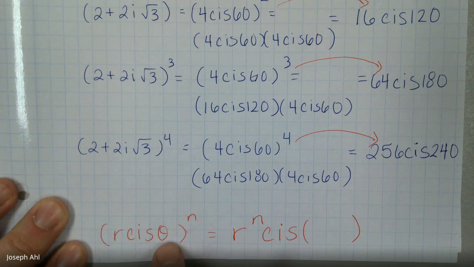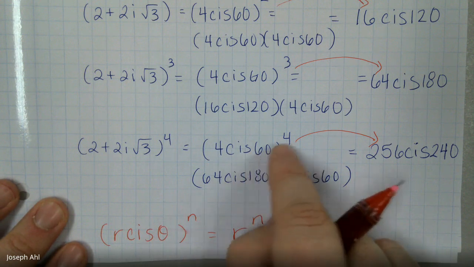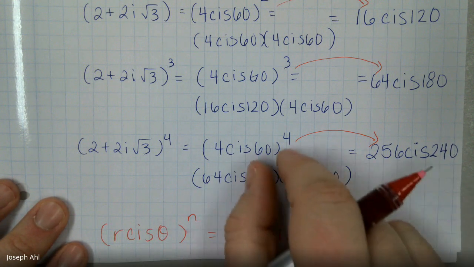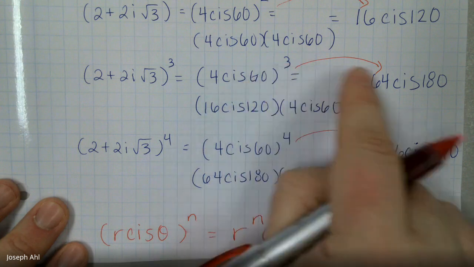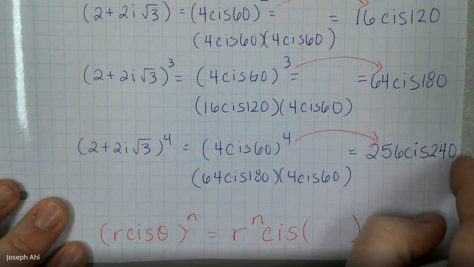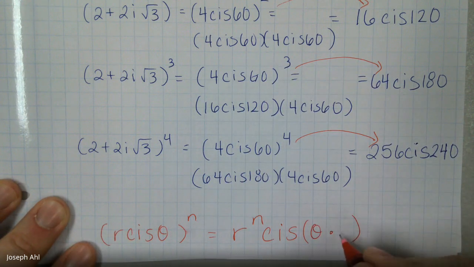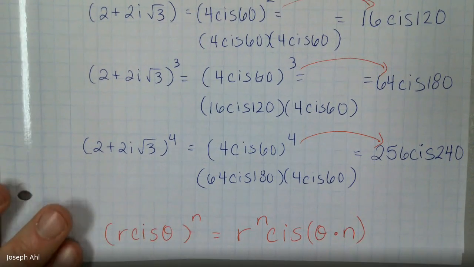Now on the inside, what happens to the angle? Well, if you look at 60 and 4, the relationship here is that these two numbers get multiplied. 60 times 3 is 180. 60 times 4 is 240. So theta is going to get multiplied by n.